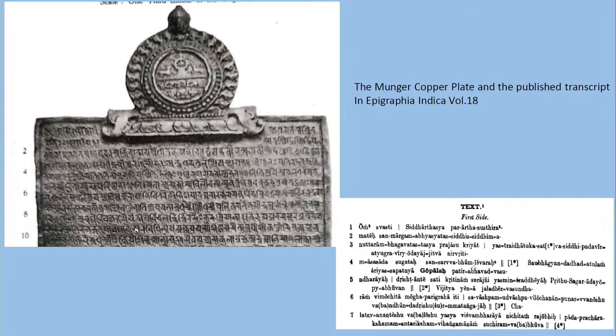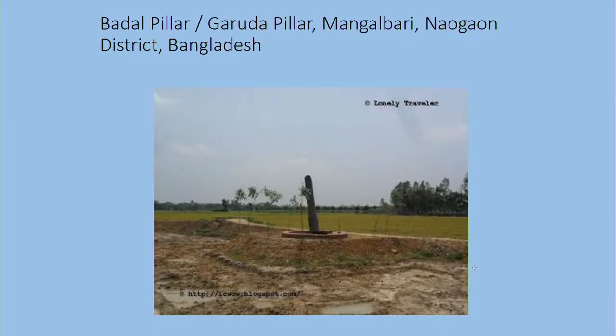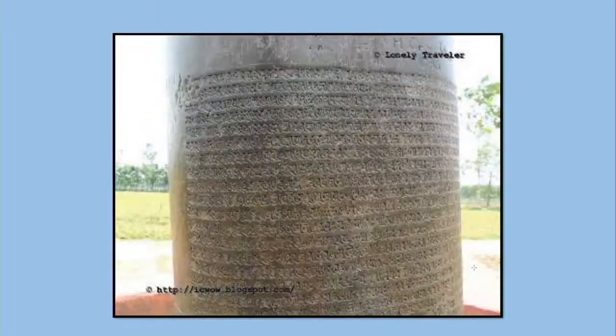Now we come to the Badal pillar inscription. This is the picture of the pillar, which is broken. The Badal pillar had been discovered by Charles Wilkins in November 1780 in a jungle in the vicinity of the town of Badal, in the old Dinajpur district. Now it is in Bangladesh, in Mongolbari in the Naogaon district. It was a 12 feet high monolithic pillar.